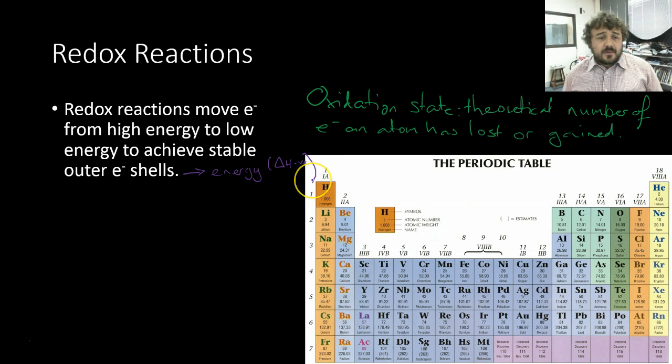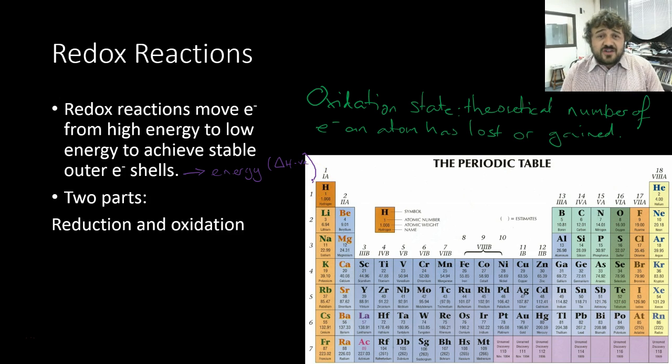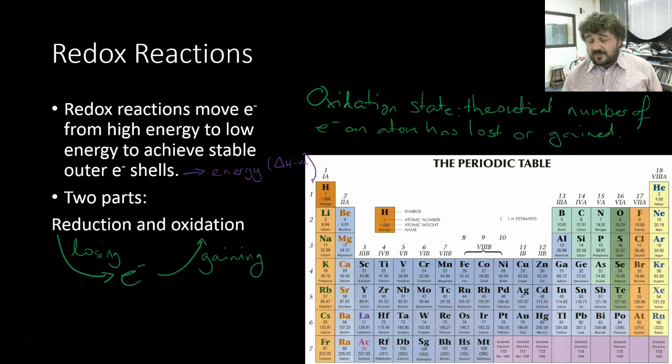Now, it has two parts. It has a reduction and an oxidation, okay? This is where we can split the reaction into halves, where one half loses electrons and the other half gains electrons. So over here is essentially where we have atoms that are likely to lose electrons, and here we have atoms which are likely to gain electrons.